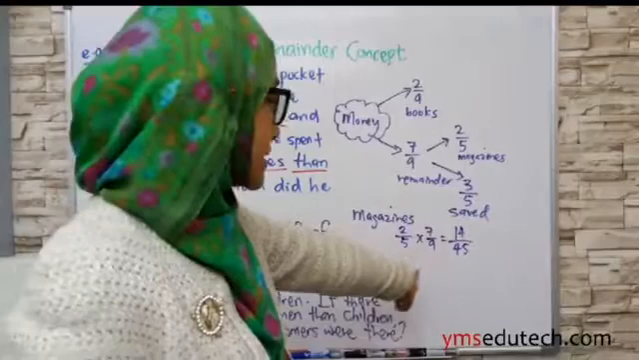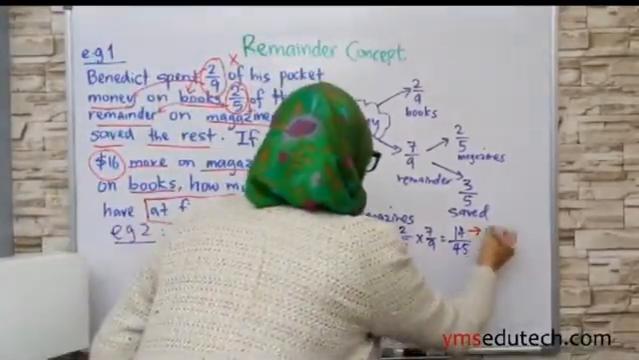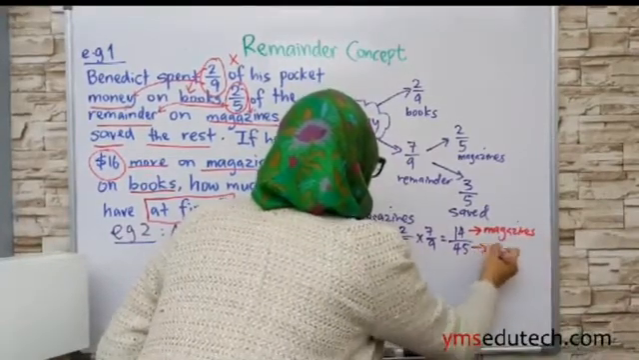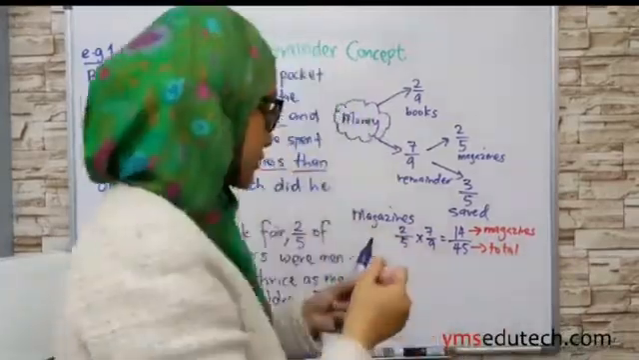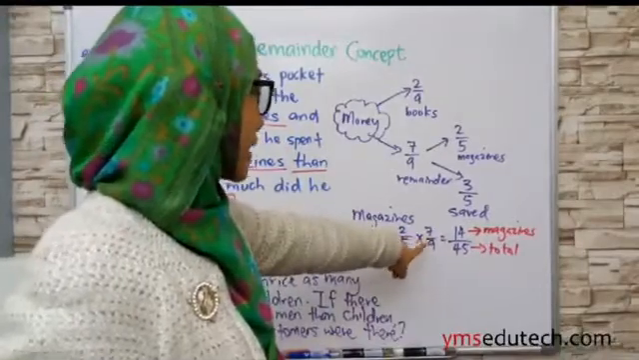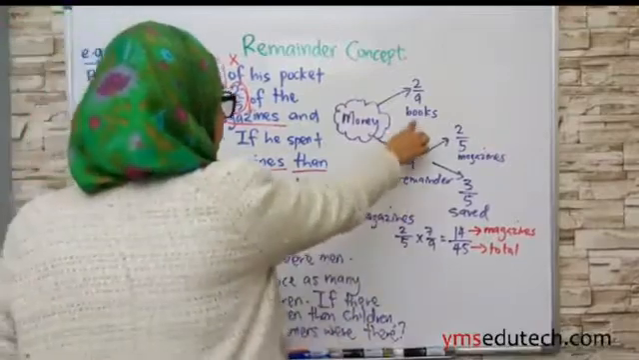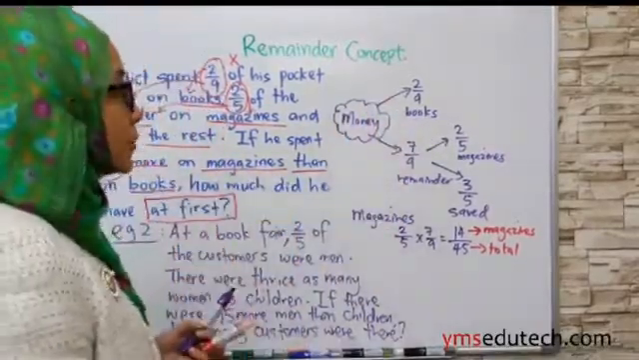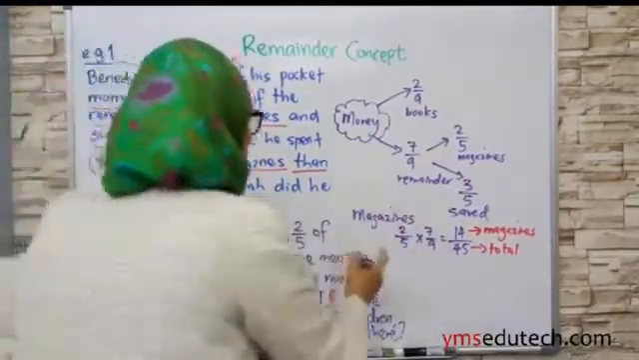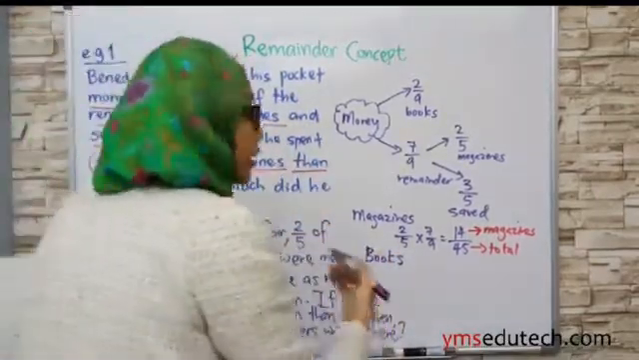Okay, so what does this mean? This means 14 units were spent on magazines, 45 units were total. Alright, so this is what he spent on magazines. Alright, so when we look back at the fraction of the books, the denominator is 9, while the total now is 45. So I need to change the fraction of books into out of 45.